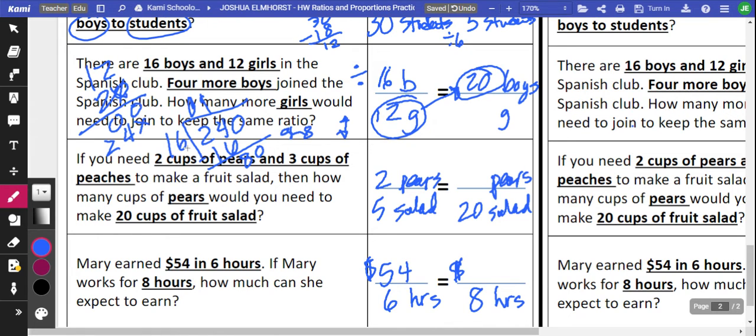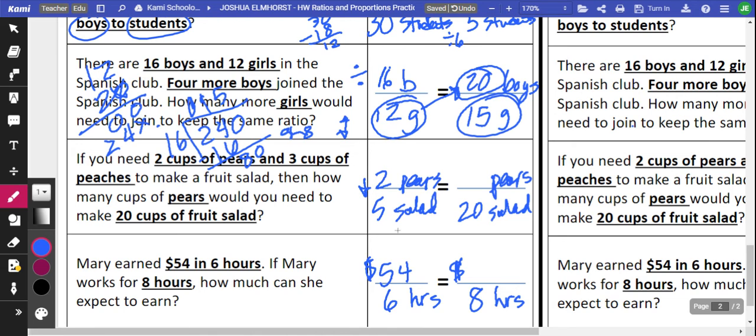I believe that is going to be 5. Let's see. 5 times 6 is 30. Okay, so that's going to be 15. So if there's 16 boys and 12 girls, if there's 20 boys, then there would be 15 girls for the answer.